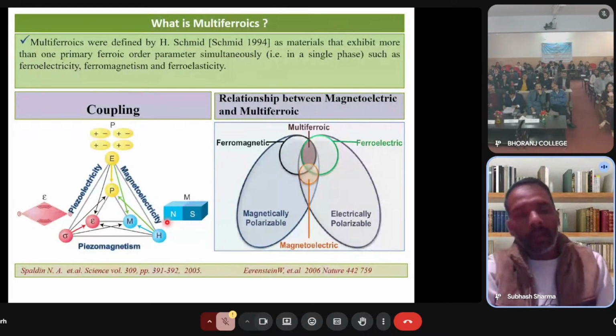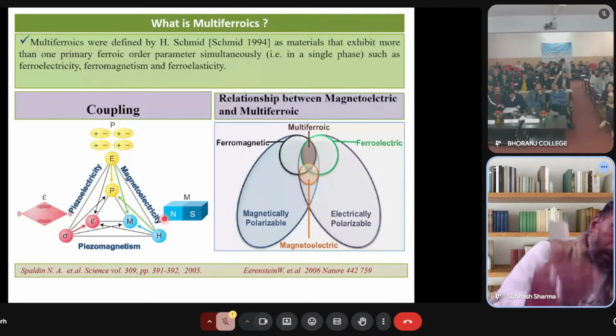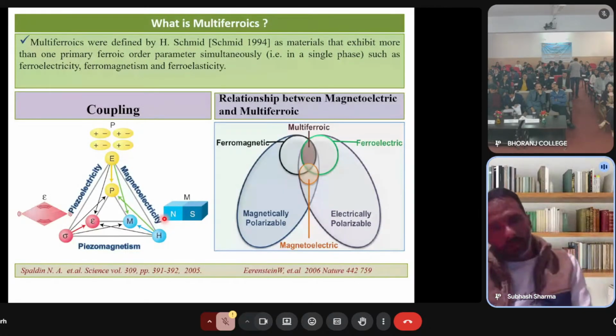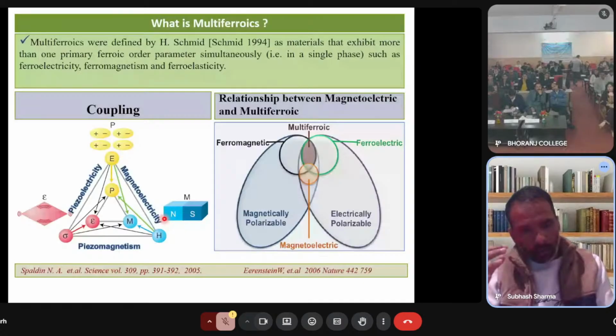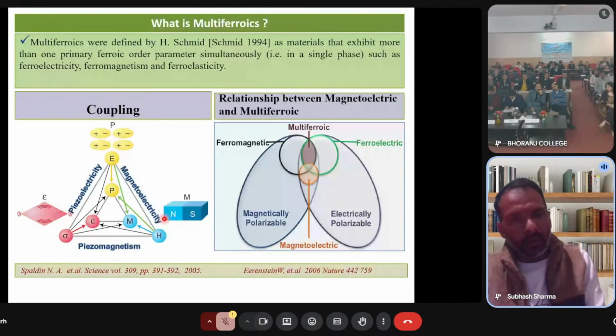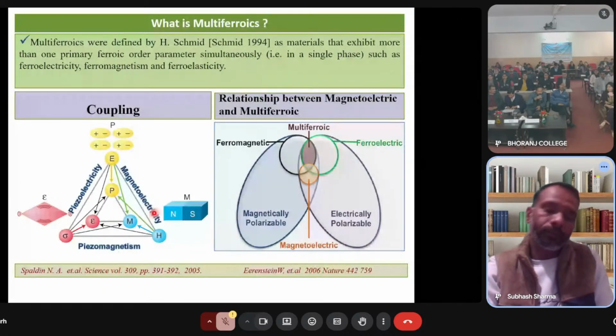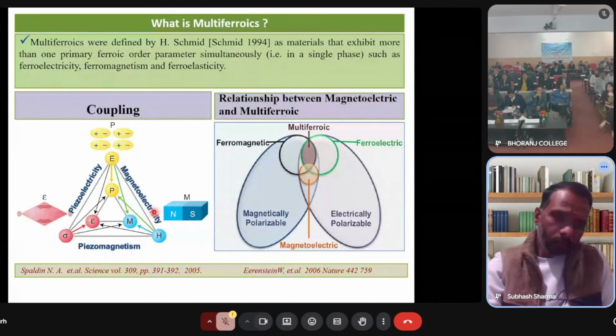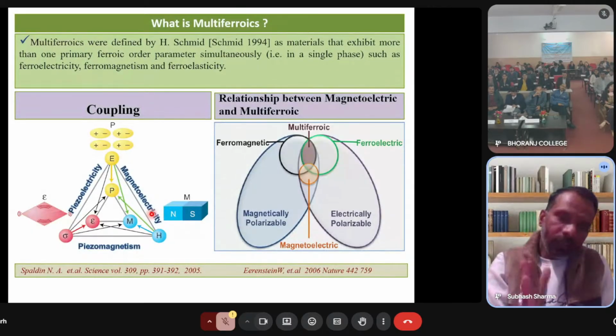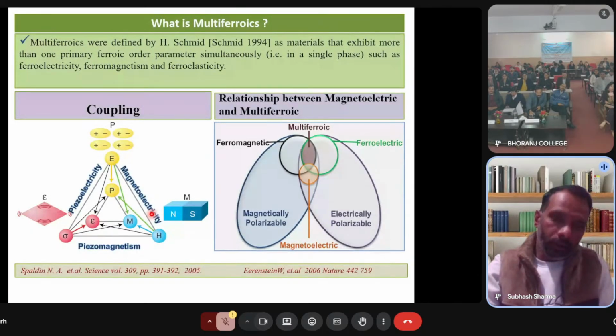Magnetoelectricity. As I told you, if we need next generation devices like low power consumption or spintronic devices, this term is very important. Magnetoelectricity means magnetoelectric coupling, right? As we discussed, by changing one parameter, you can change the other.